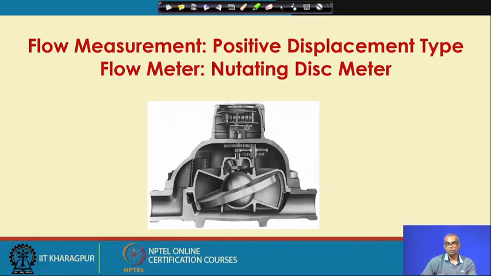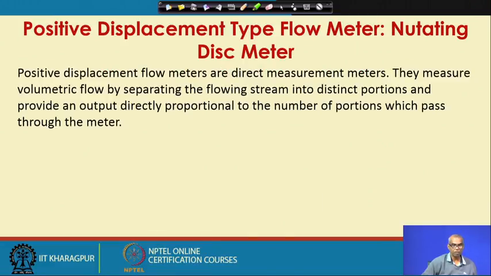Flow measurement by positive displacement type flow meter. We will talk about nutating disk meter. Positive displacement flow meters are direct measurement meters. They measure volumetric flow by separating the flowing stream into distinct portions and provide an output directly proportional to the number of portions which pass through the meter.